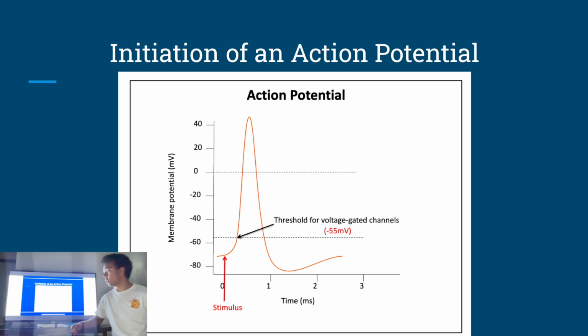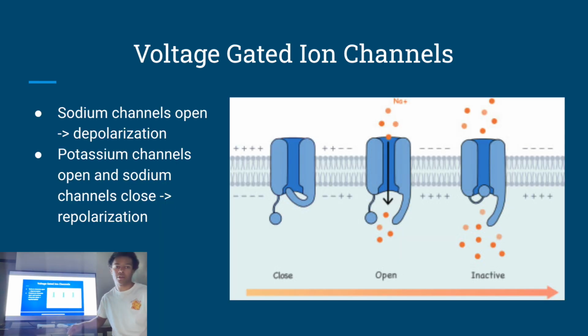Regardless of the strength of the stimulus or the size of the neuron, all action potentials will have the same size. Although it should be noted that increasing the strength of the stimulus will increase the frequency of an action potential. So when this threshold is met and an action potential is generated, this results in the opening of voltage-gated sodium channels and a sharp influx of sodium into the cell.